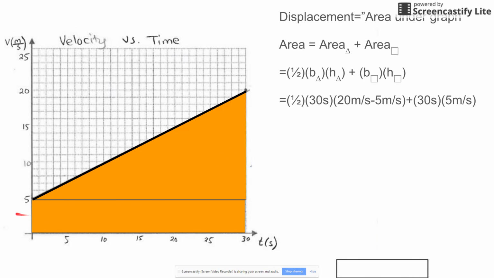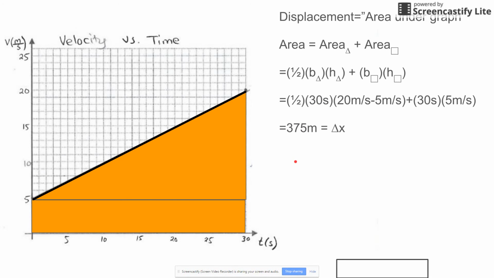I can go through here. My base of the triangle is the time. This is the height of my triangle, so 20 minus 5. The base of the rectangle is 30. The height of the rectangle is 5. Plug all of that in, and I get 375 meters for displacement, which is cool. Works for this graph specifically. I know that from 0 to 30 seconds, this object moves 375 meters.